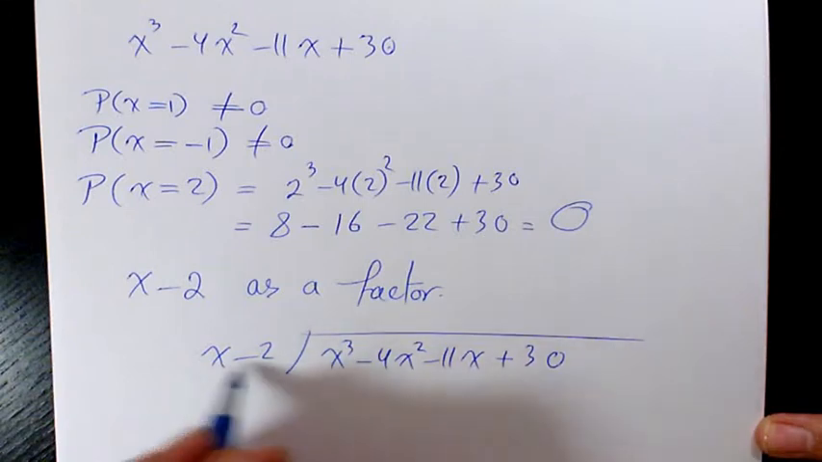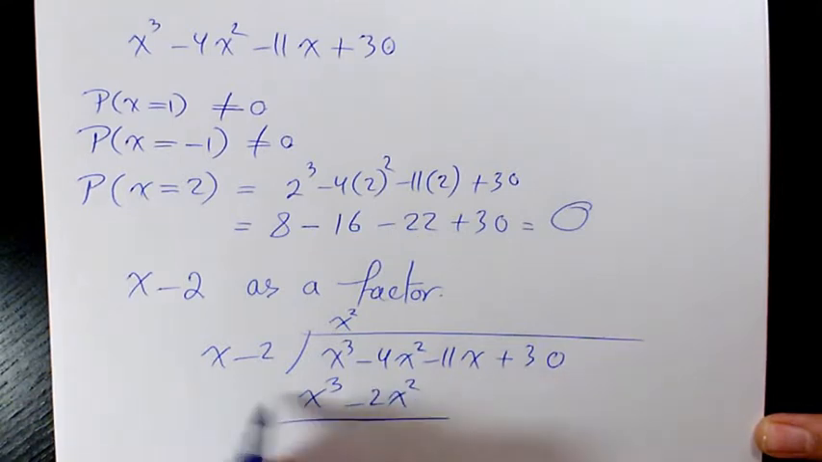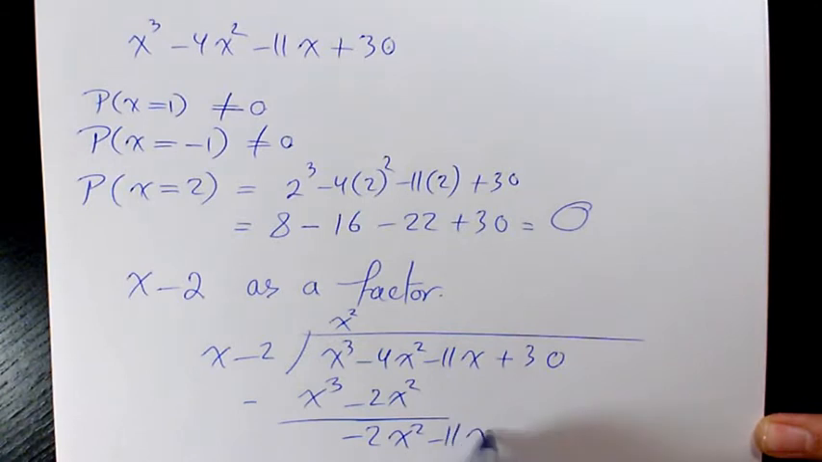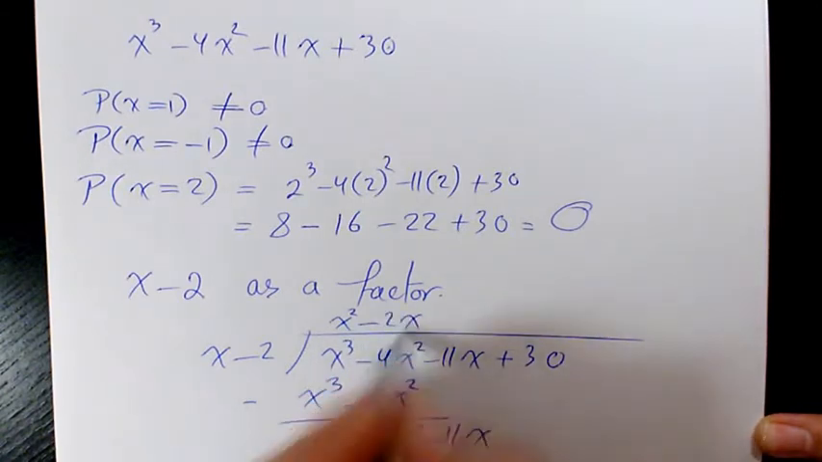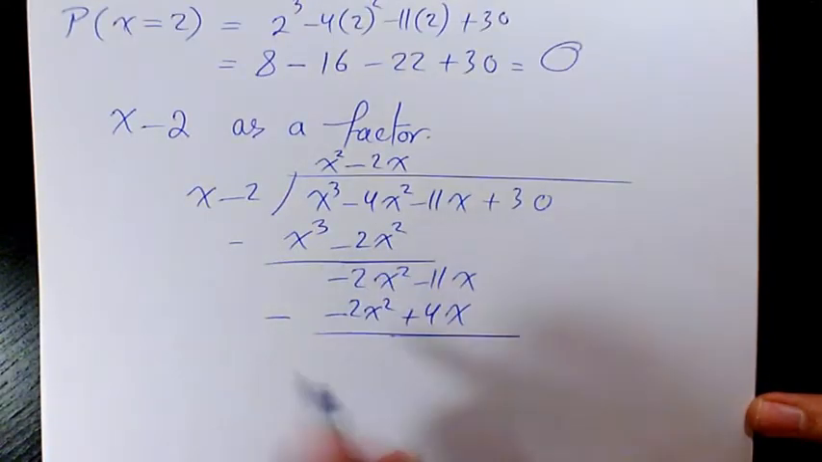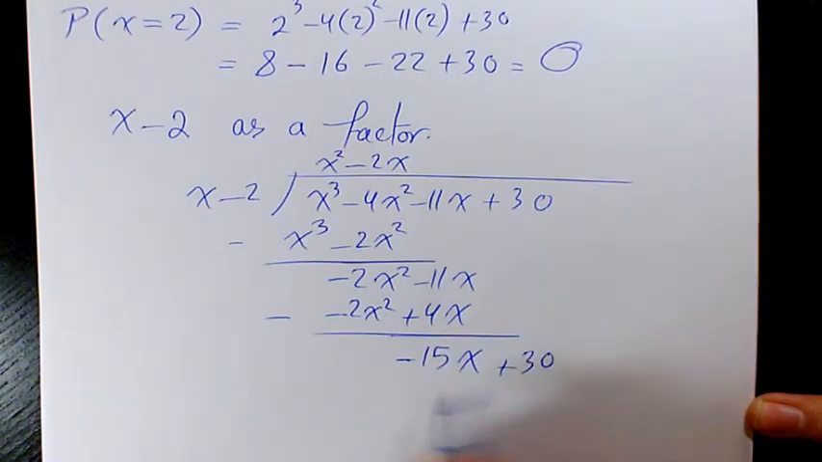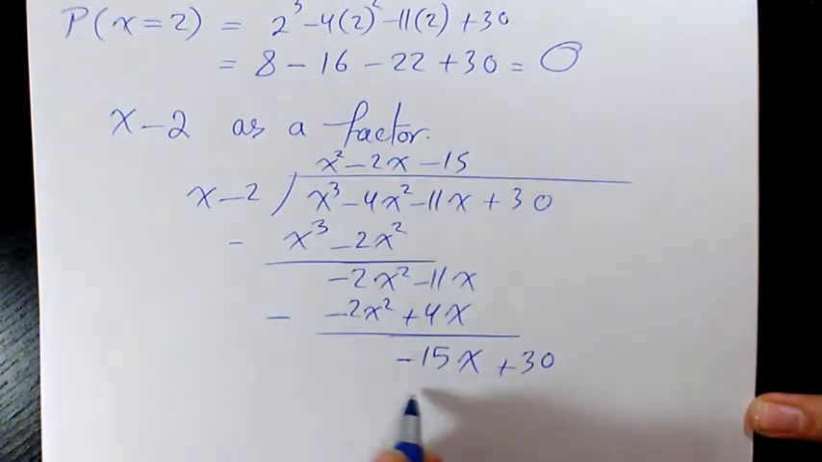X cubed divided by x is going to be x squared. X squared times x, x cubed. X squared times negative 2 is going to be negative 2x squared. When you subtract it, it's going to be negative 2x squared, negative 11x. Negative 2x times x is negative 2x squared plus 4x. When you subtract it, these two cancel out and you have negative 11x plus 30. When you divide it, it's going to be negative 15.